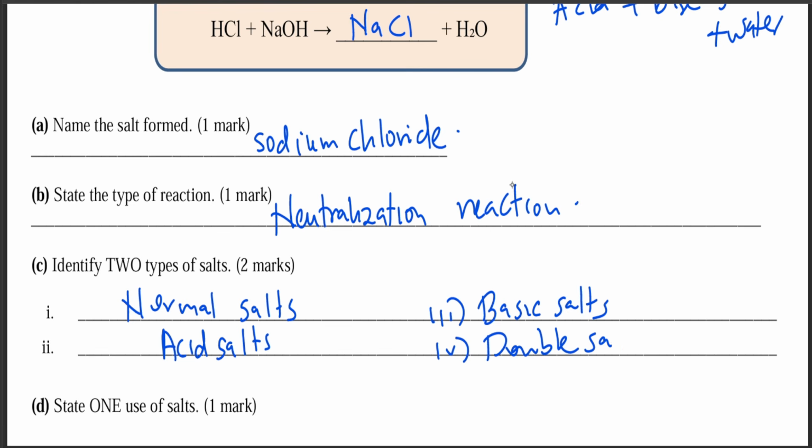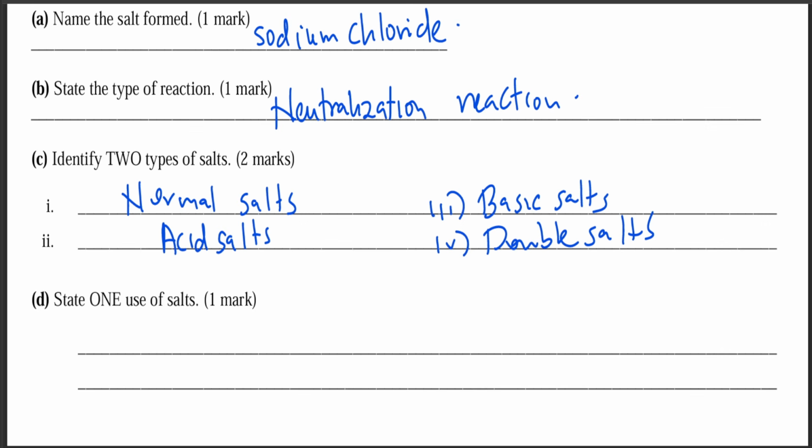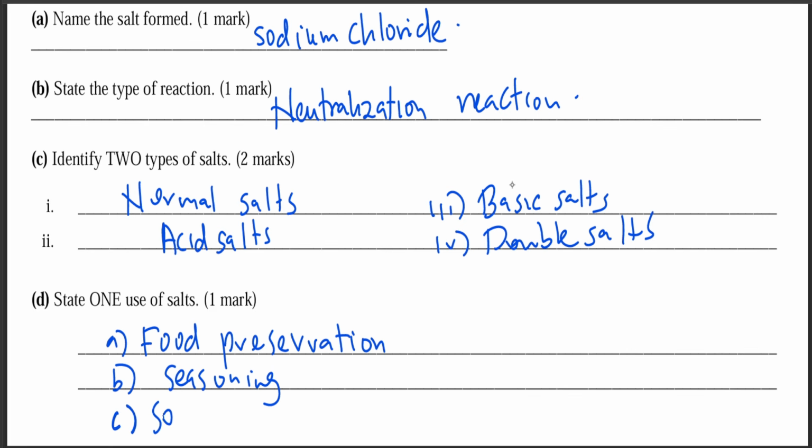State one use of salt, obviously, in flavoring. Preservation first. For example if you want to preserve fish, you will put salt in it. So food preservation, seasoning, and we use it in soap manufacture. Many salts are used in soap manufacturing, and we have a lot of other uses, there are very many.